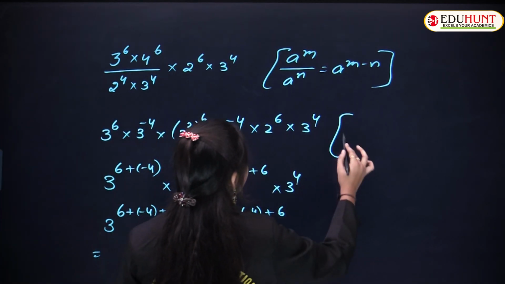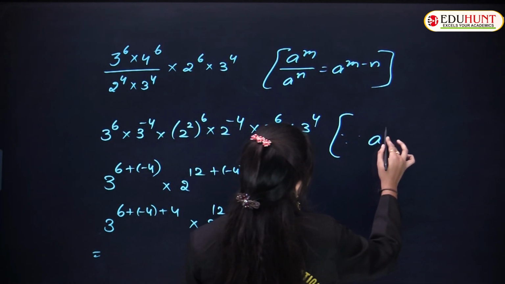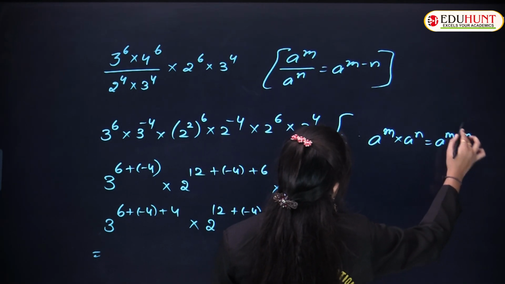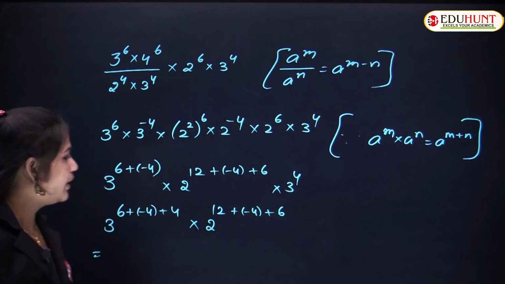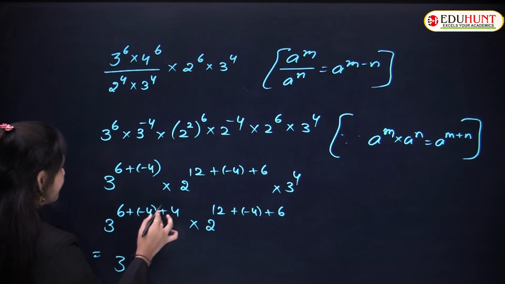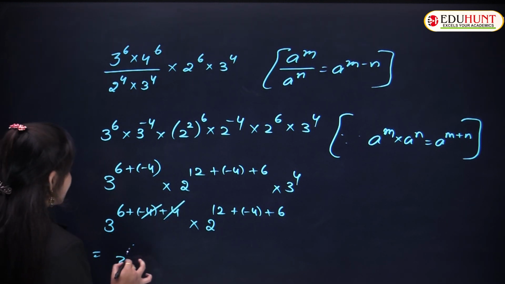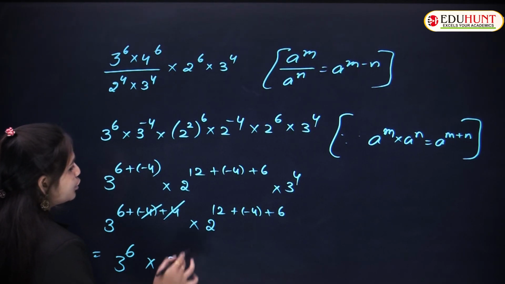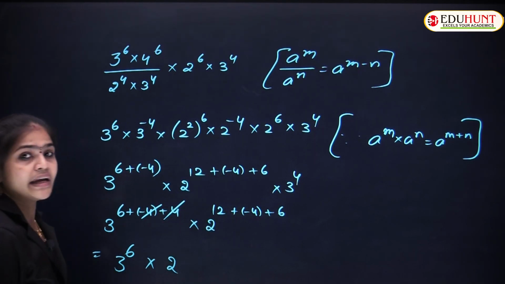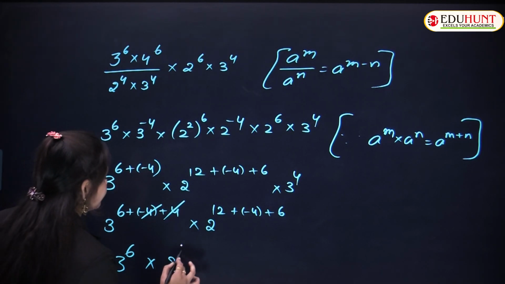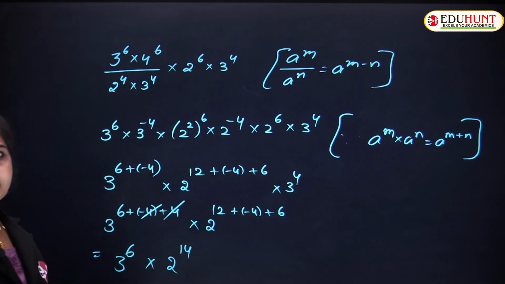Here which formula did we apply? Since a power m into a power n is equal to a power m plus n. Now 3 power plus 4 minus 4 gets cancelled. Are there any other cancellations? Not there. 3 power 6 into 2 power 12 minus 4, 8. 8 plus 6 is equal to 14. Okay, finally this is the answer.